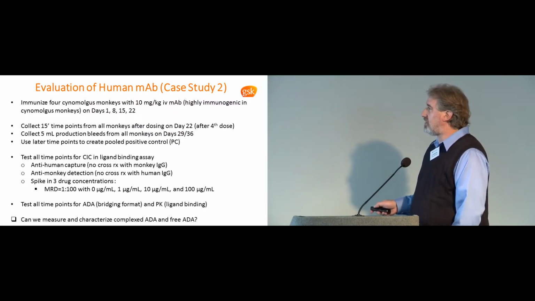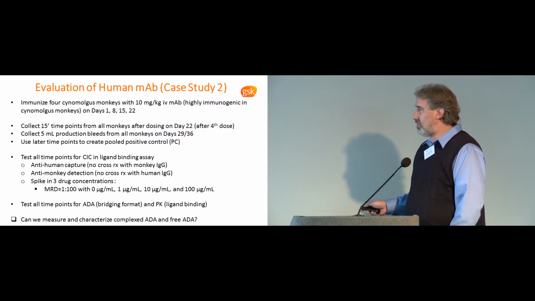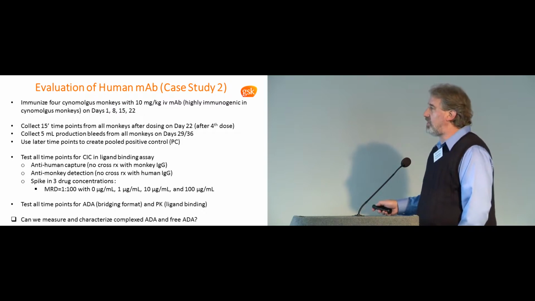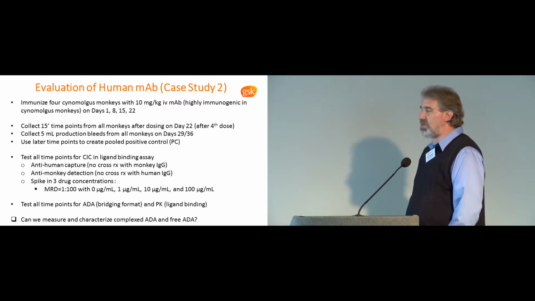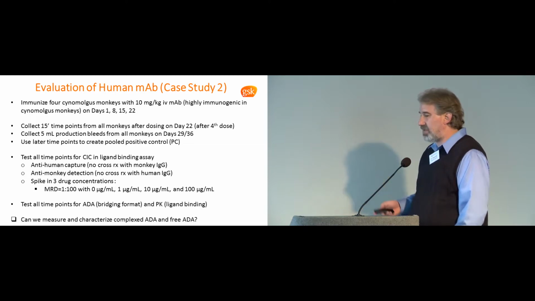We collected 15-minute time points after dosing, after the 4th dose. And then 1 week and 2 weeks after dosing, we collected some production bleeds, and we pooled those together, and that's how we generated our PC. So our plan was to test all of these time points in our CIC assay. Samples tested at 1 to 100, and we used the same 3 drug spikes, 1, 10, and 100 micrograms per mil.